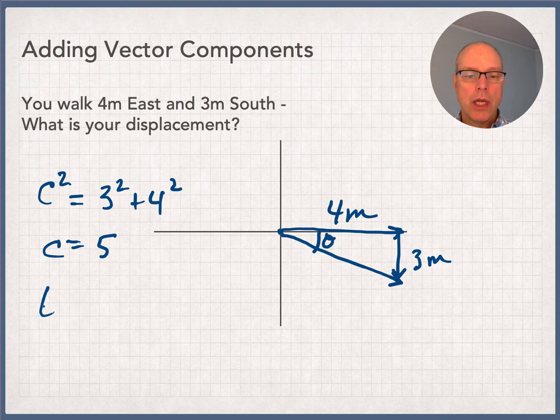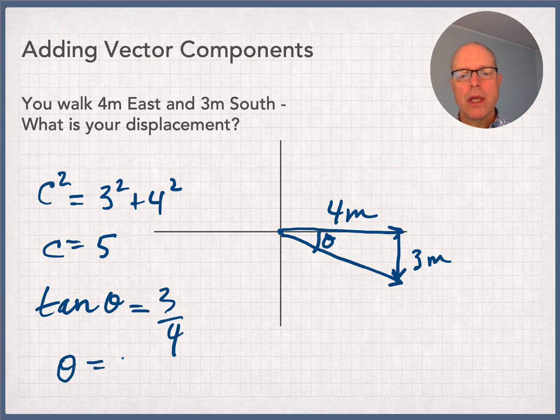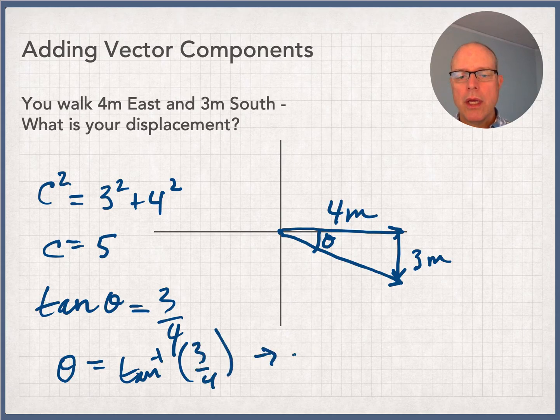So tangent of theta is equal to opposite over adjacent. Opposite of theta is 3. The adjacent to theta is 4. So tangent of theta equals 3 over 4. And then into our calculators, we'll plug something like this: theta equals tan to the minus 1 of 3 over 4. And what that's going to do is give me theta equals 37 degrees.